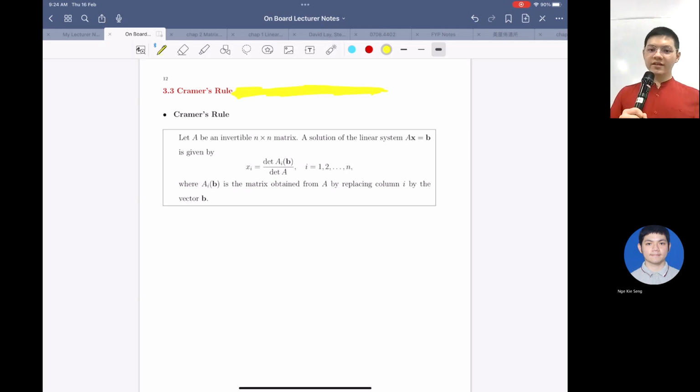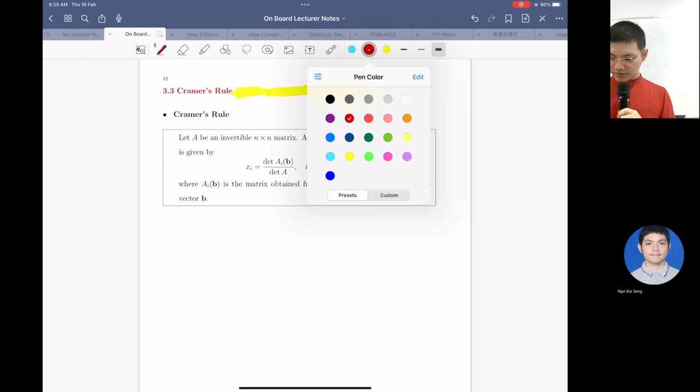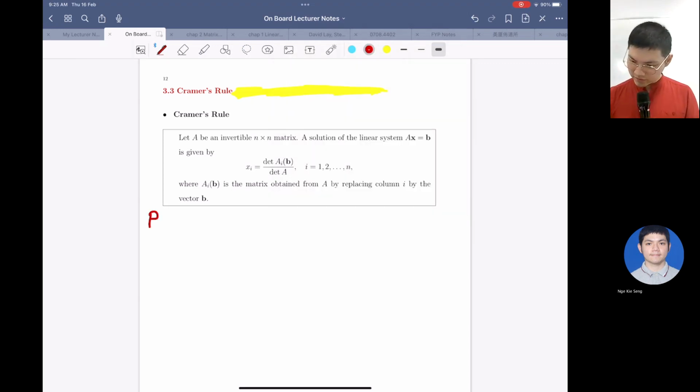At first I found this theorem quite surprising, because you can find the solution using the determinant. At least for me, I'm not sure for you, but for me it's quite surprising. So I wanted to know why it is true. So let's see the proof. Why is it true? And then we will see how to use it later.